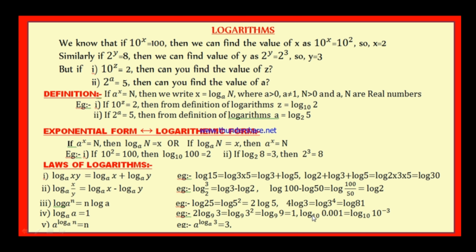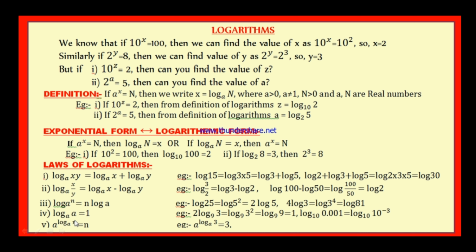And another example, log 0.001 to the base 10. You can write this 0.001 as log 10 power minus 3 to the base 10. 10 power minus 3 is nothing but minus 3 log 10 to the base 10, and the simplified value is minus 3. Here it is not mentioned, but you may please note down that log 10 power minus 3 to the base 10 is minus 3 log 10 to the base 10, which is equal to minus 3. You can complete this.